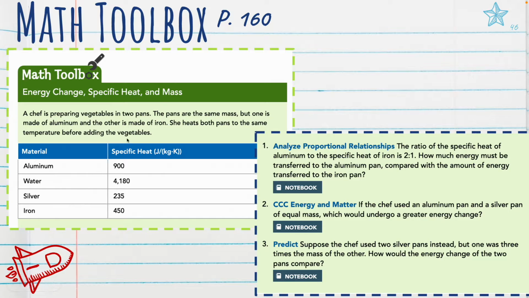Now let's take a look at their specific heat capacities here. So look at water. We've been talking about this, really high specific heat capacity. We can see that. Now look at aluminum. So 900 for specific heat, and then iron is 450. So aluminum has a higher specific heat. So what does that tell us? What have we been talking about? It's going to take longer to heat up, right?